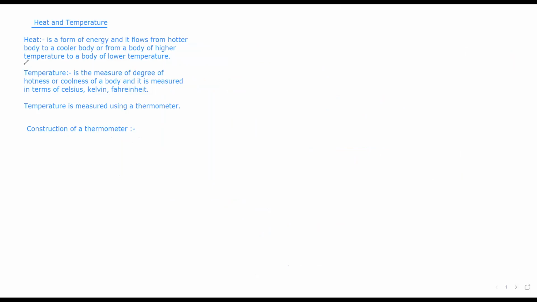So while constructing a thermometer, the thing which you should keep in mind is, number one, physical property. ठीक है. While constructing a thermometer, the first property which we look for is a physical property linearly varying with respect to change in temperature. This is what we need to look for.